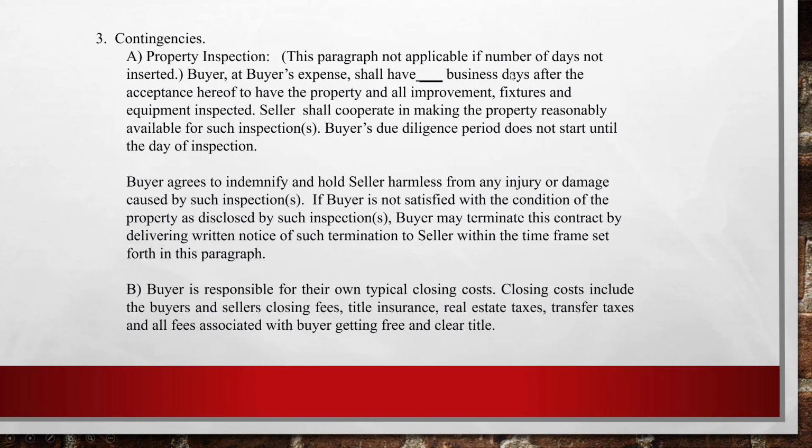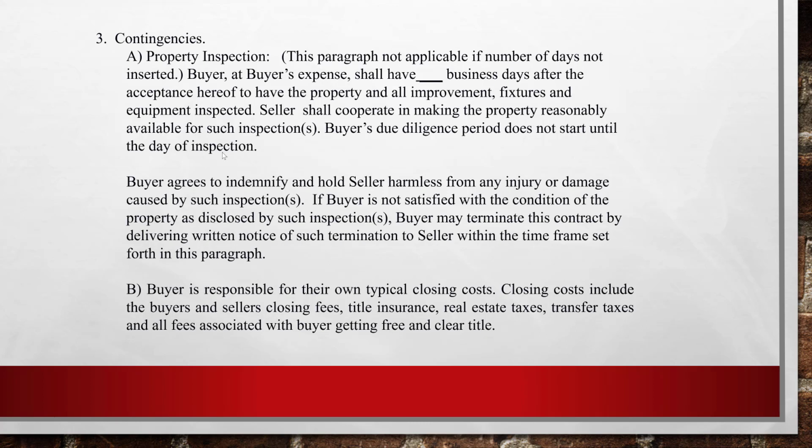Number one is business days. What that does is give you more than just the allotted days that you're going to put within that line, which is really, really helpful, especially if you're wholesaling. Then, buyer's due diligence period does not start until the day of inspection. A lot of times whenever you're putting properties under contract that have a tenant involved, sometimes it's hard to get in.